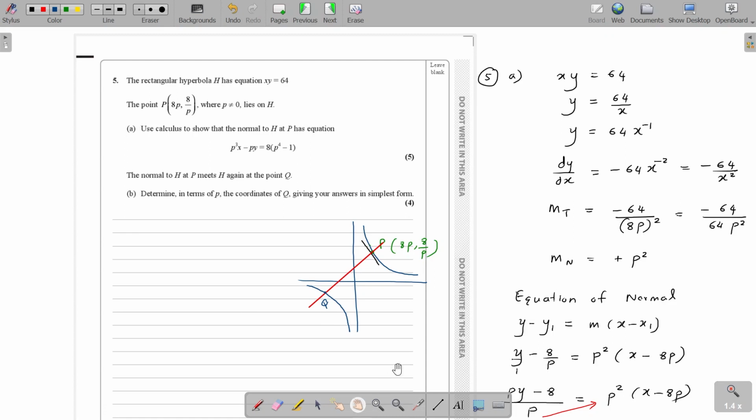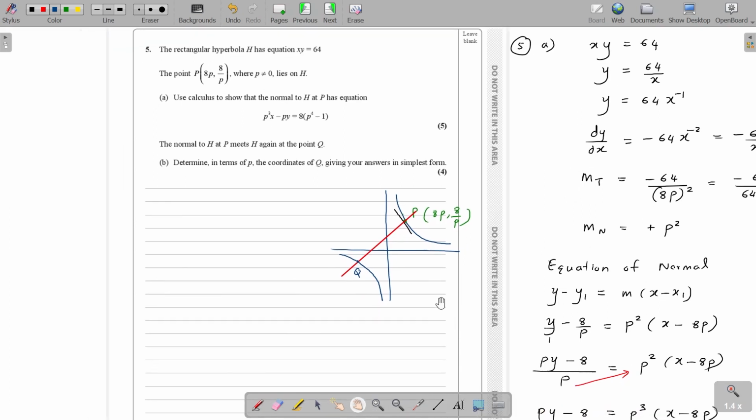What's our equation? xy equals 64. You have to solve it with p cube x minus py equals 8 times (p to the power 4 minus 1). Shall I replace the y value here? So I'll replace y with 64 over x, right? Do you agree with me? So shall I substitute y as 64 over x?